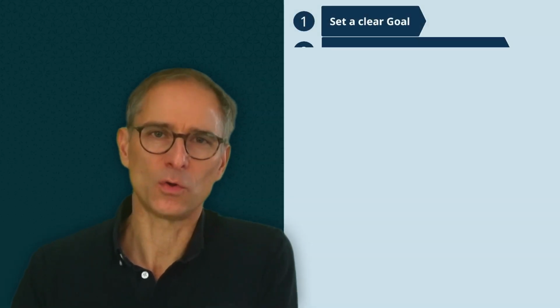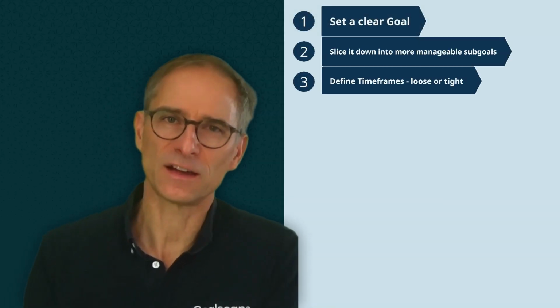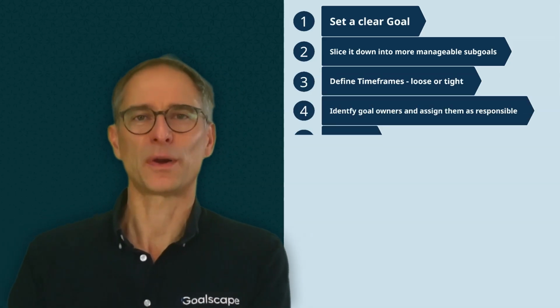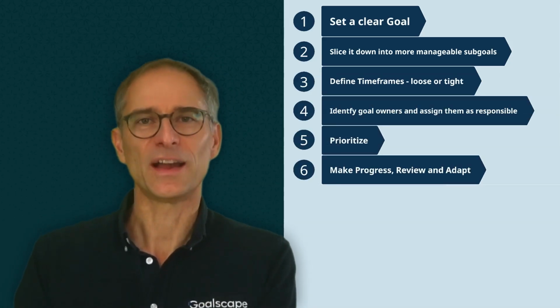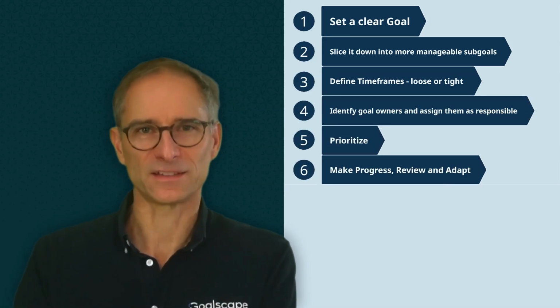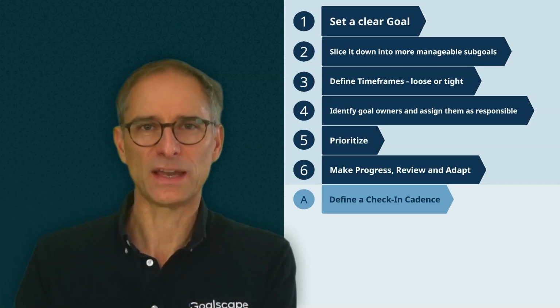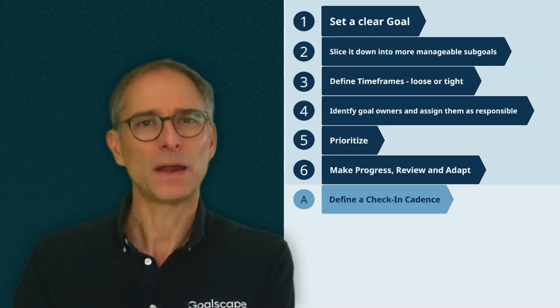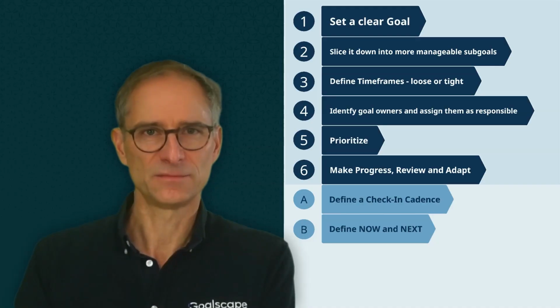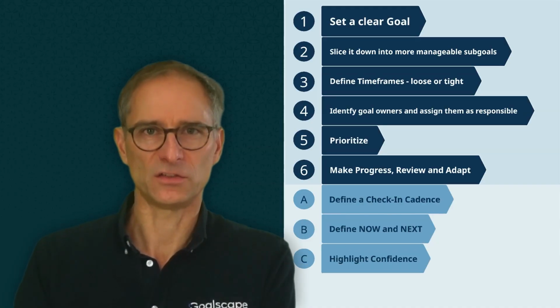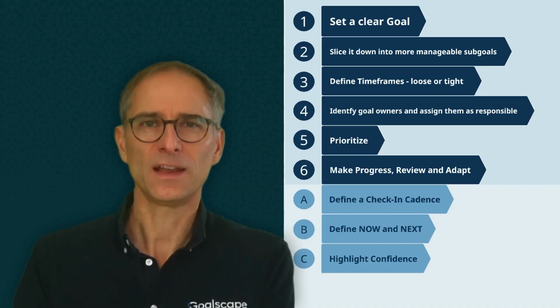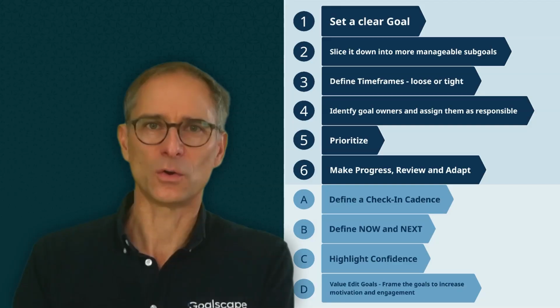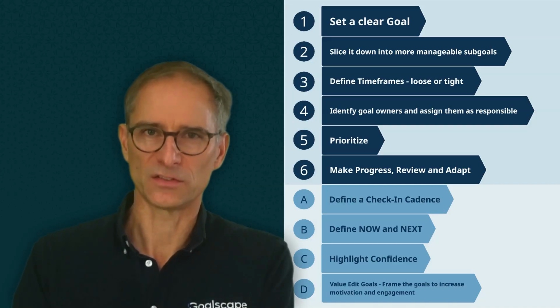So in summary, 6 steps. Set a clear goal, break it down, define timeframes, assign owners, prioritize, review, and adapt. And 4 practices. Find the right review cadence, but note that not one size fits all goals. Manage what's now and what's next. Use confidence as an intuitive early warning system. And lastly, value-aligned goals as powerful motivators.